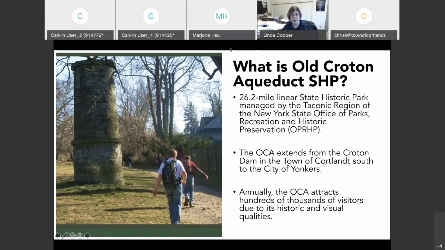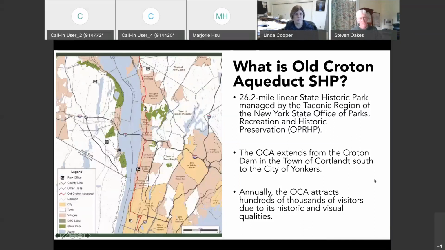So, Steve? Yeah, so what is the aqueduct? Well, in essence, it's a footpath. It's a 26-mile state historic park managed by the Taconic region of New York State Parks. It runs from the Croton Dam in the town of Cortland all the way down through Yonkers to the Bronx line in Van Cortlandt Park. It's tough to count trail users, but it clearly attracts thousands of visitors due to its proximity to towns, its visual qualities, and its historic nature.